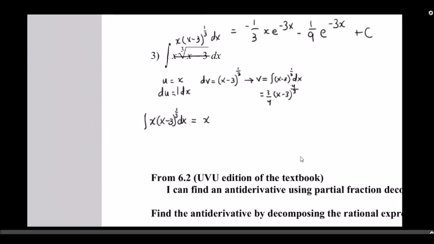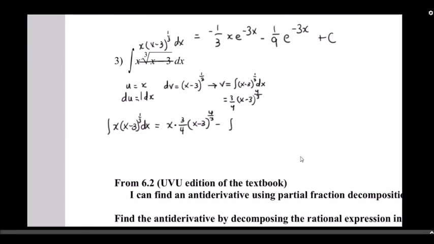So x times our v value here, minus the integral, and since v has a coefficient, again I'm just going to write it out here, so 3/4 and then x minus 3 to a power of 4/3. So there's v. Now we need du. Du is just 1 dx. So simplifying here, the 3/4 times x, that's just 3/4 x.